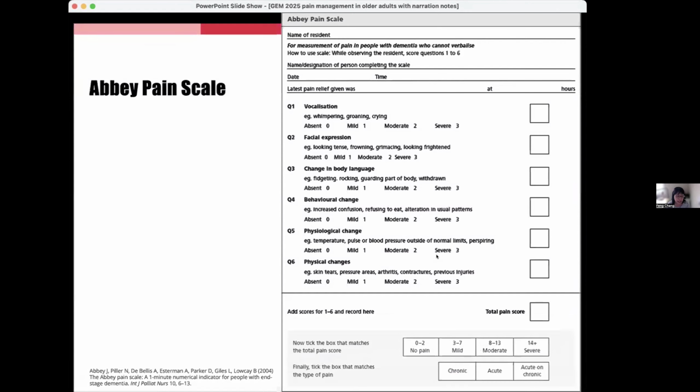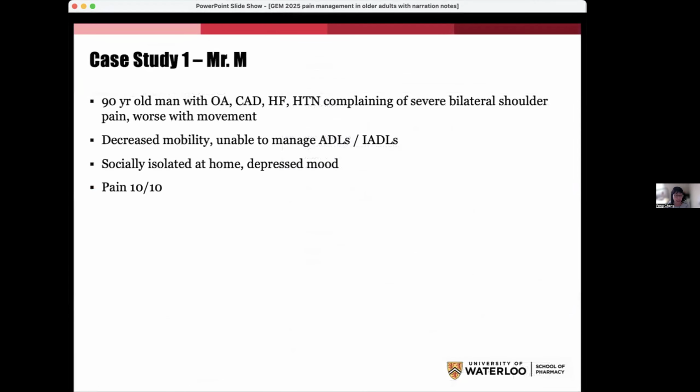So this is an example of the Abbey Pain Scale. Very similarly, this is also an observational tool for those with dementia or difficulty communicating. So this one, the PainAD, is generally considered to be a little bit faster and easier to administer, but this one also has good reliability and validity. And once you try these tools, you'll figure out which one is the best suited for your particular population.